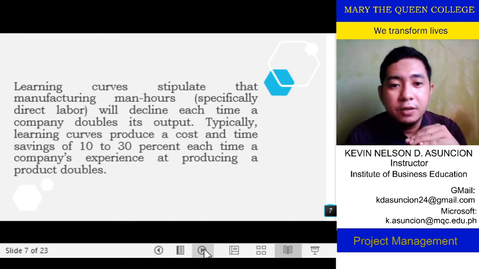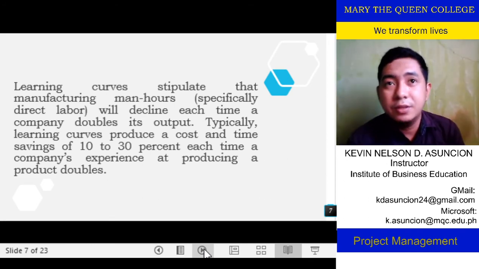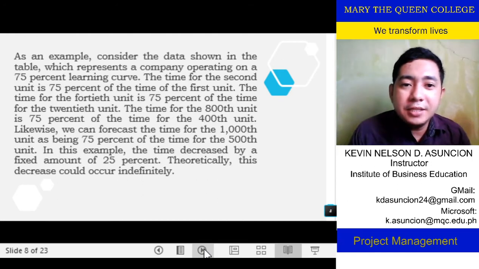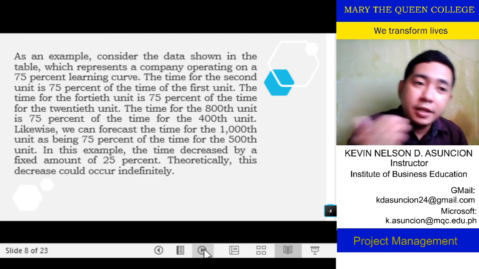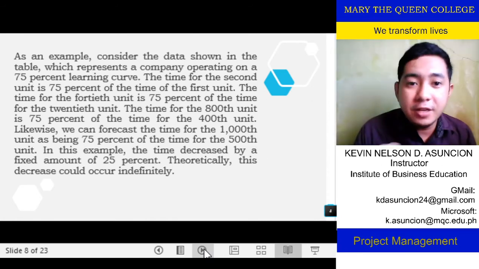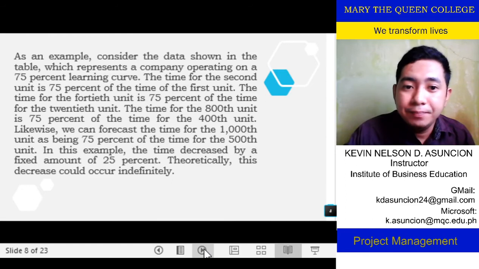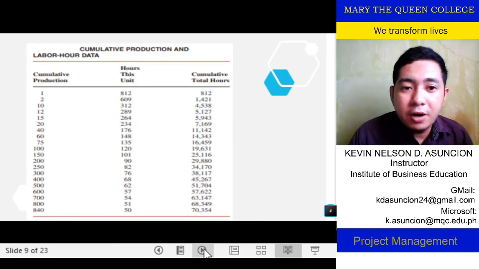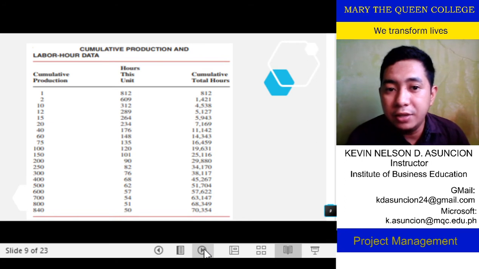Typically, learning curve produces a cost and time saving. It's not just the cost but also the time. As an example, consider the data shown in the table, which represents a company operating on a 75% learning curve. So what's that 75% learning curve? That means whenever you double the production, you get to have 75% of that total cost or total time. So for 1 unit of cumulative production, you will be needing 812 man hours. Yun nakikita ninyo sa taas.